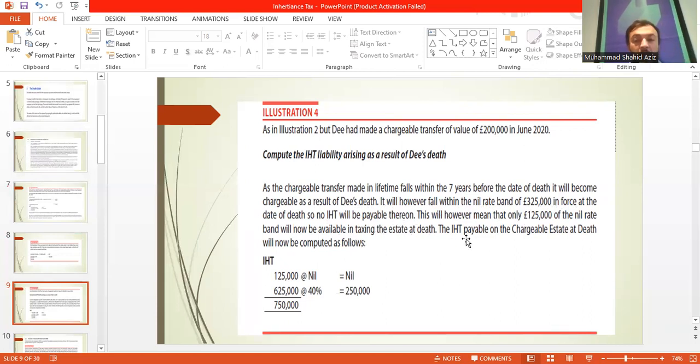The inheritance tax payable on the chargeable estate will now be computed as 125,000 pounds nil, and the remaining 625,000 is 250,000 pounds, the tax that needs to be paid. So if we see in this one, 250,000 pounds tax is too much tax to pay in this case.